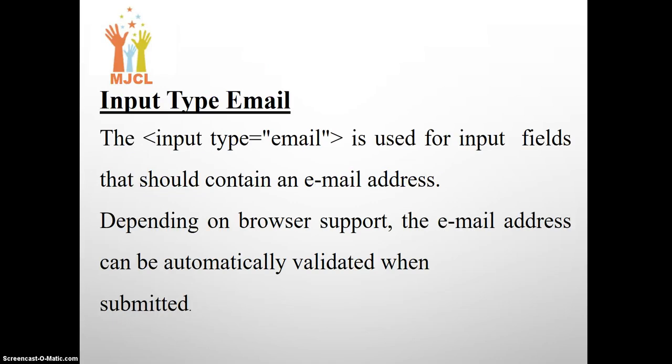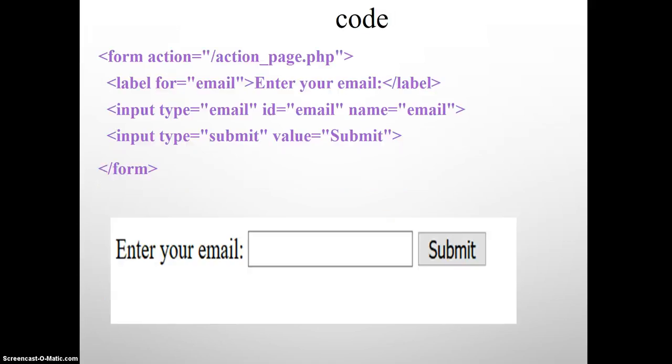Next is input type equal to email. That will accept an email address. Depending upon the browser, the email address can be automatically validated when the form is submitted. Implementation of the code, input type is equal to email. Here in this text field, you can enter abc@gmail.com. This is a proper email ID. If you enter an incorrect email and press the submit button, it will display the error: please enter the correct email ID. So this process is called validation.